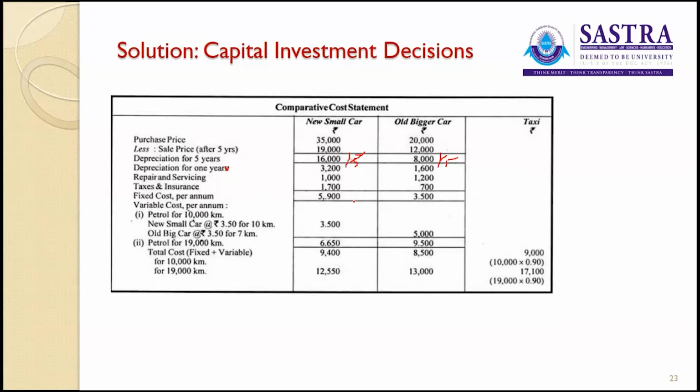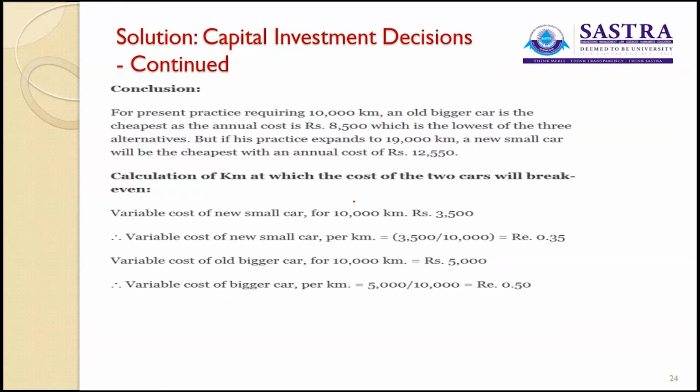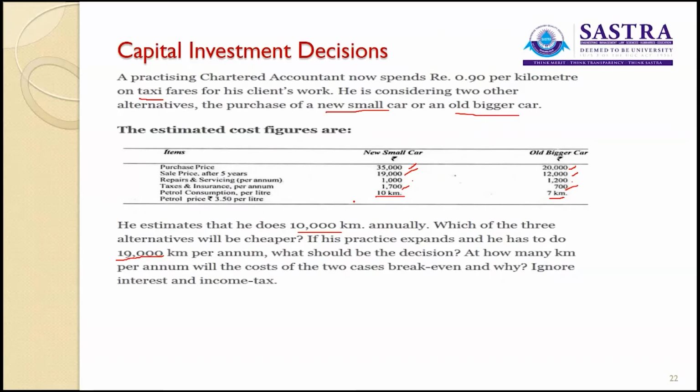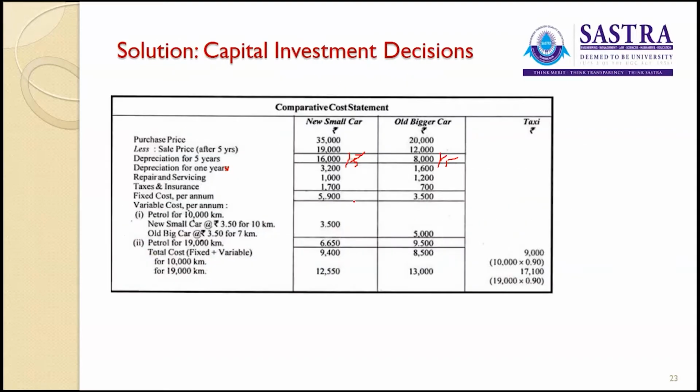Now we are going to calculate the variable cost, that is the petrol cost. Petrol cost for 10,000 kilometers we are going to calculate now. The small car gives 10 kilometers and the big car gives 7 kilometers. Petrol price is 3.50 rupees. For the small car, for 10,000 kilometers, it is 10,000 by 10, we get 1,000. So 1,000 into 3.5, we get 3,500. Then 10,000 by 7 into 3.5, we get 5,000 rupees.